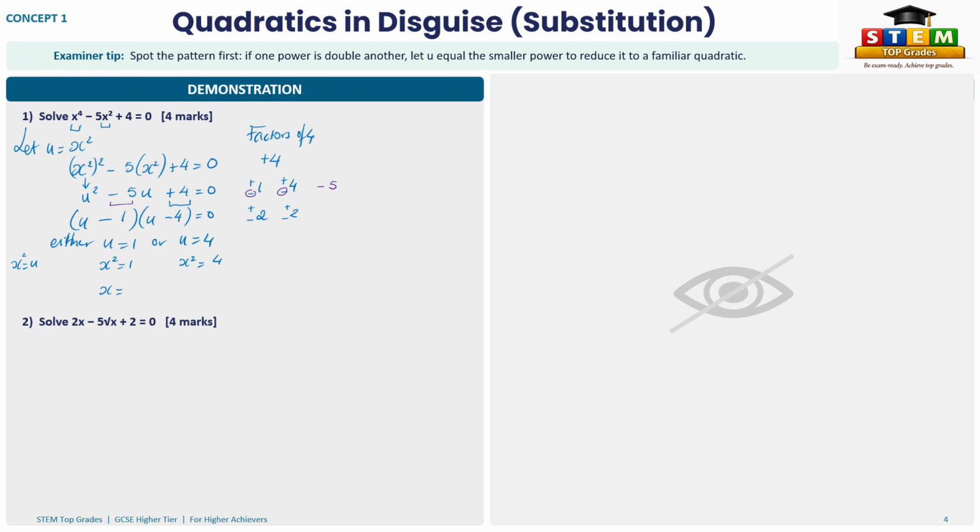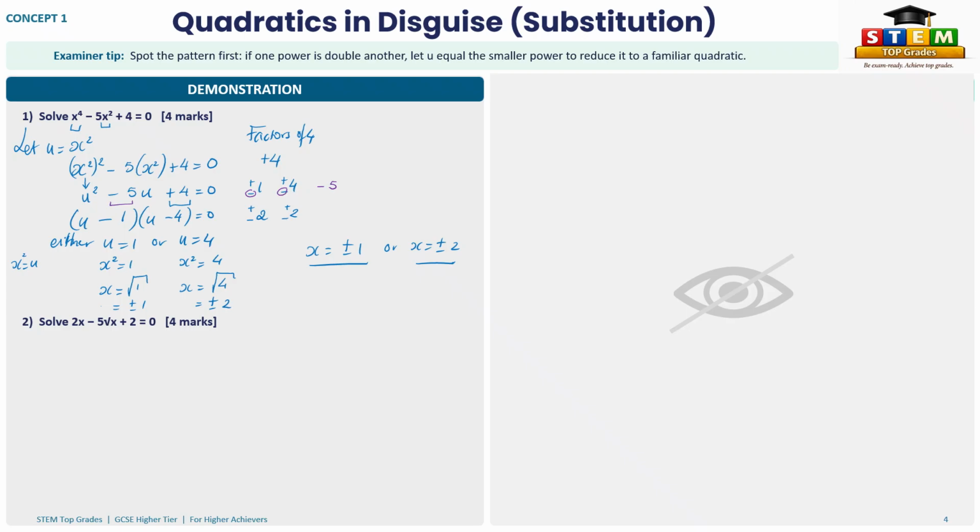And then x is the square root of 1, and that gives us plus or minus 1. And x on that side is the square root of 4, that gives us plus or minus 2. So these are our solutions. So x can be plus or minus 1, or x can be plus or minus 2. So these are our solutions for the first question.